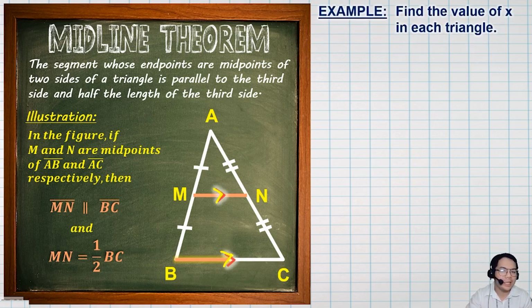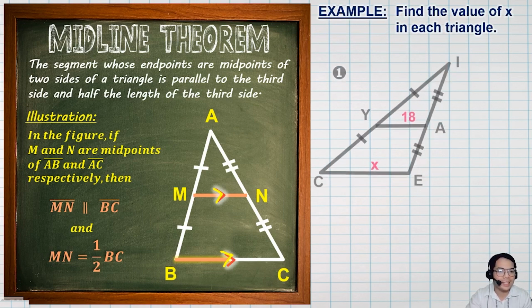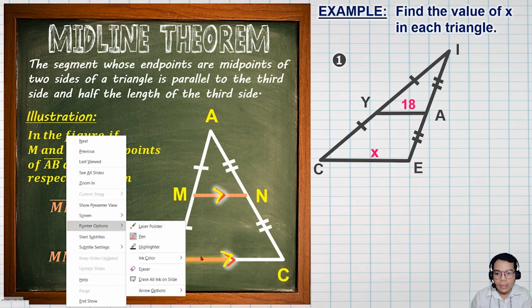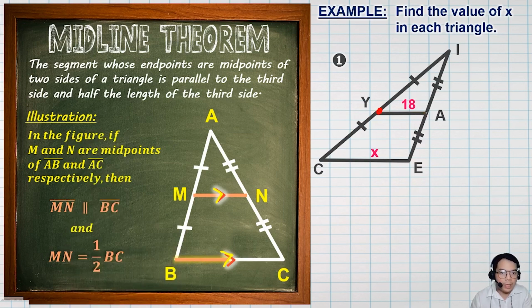Paano ba natin na-apply yung idea ng midline sa isang given triangle? For example, we have here number one, the triangle ICE, wherein we have point Y and point A as the midpoints of IC and side IE respectively. Upon having those midpoints, we created this midline YA that has a value of 18. Now, in this example we have to find the value of x in the given triangle.